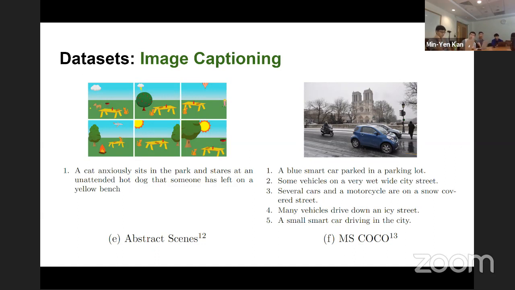The most famous one is the one on the right. It's called the MS COCO dataset. This dataset is very large scale. It has over 100,000 image caption pairs.